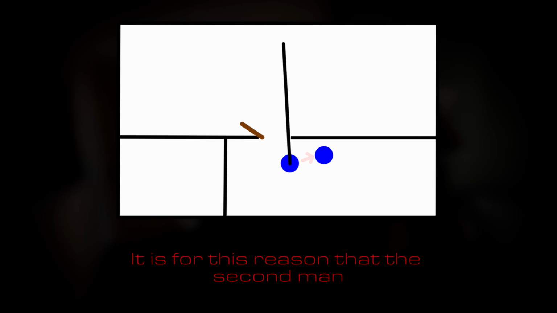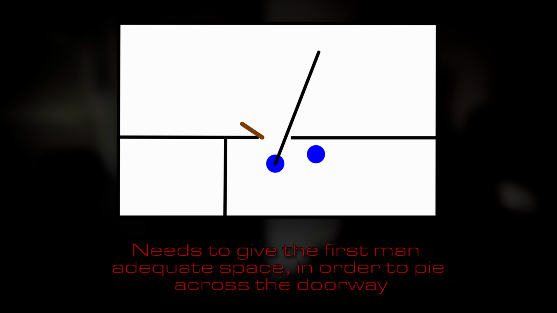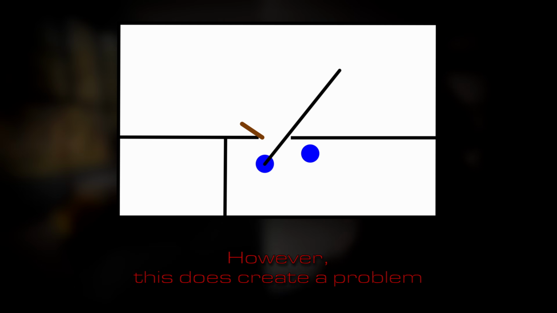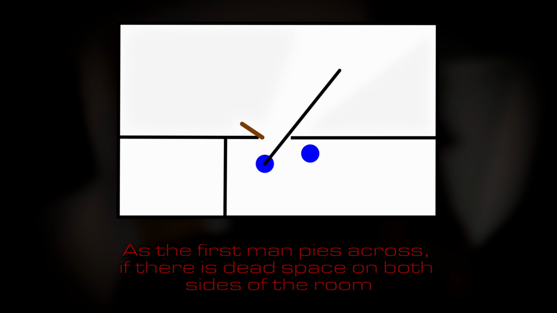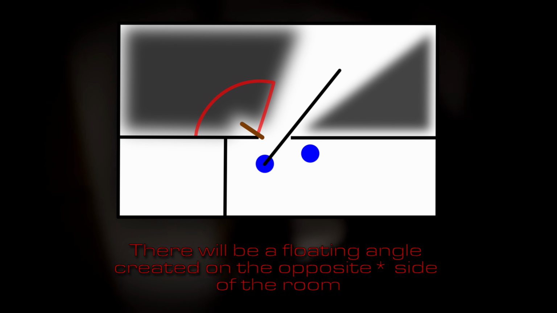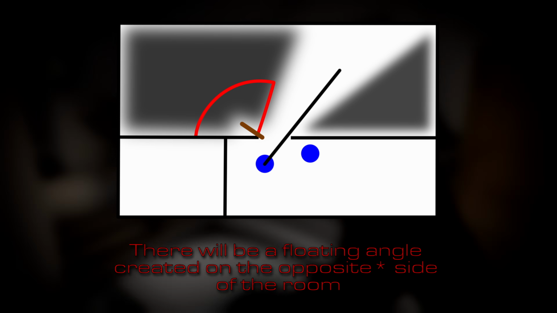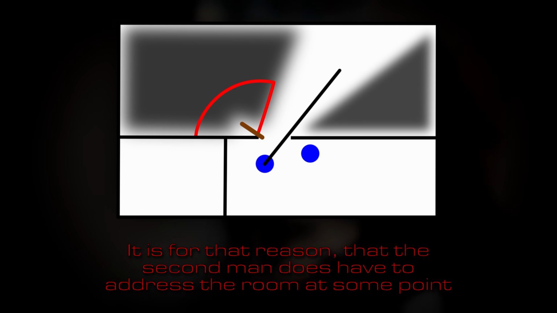It is for this reason that the second man needs to give the first man adequate space in order to pie across the doorway. However, this does create a problem. As the first man pies across, if there is dead space on both sides of the room, there will be a floating angle created on the opposite side of the room. It is for that reason that the second man does have to address the room at some point.